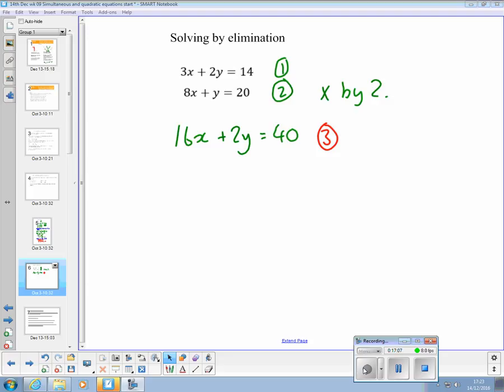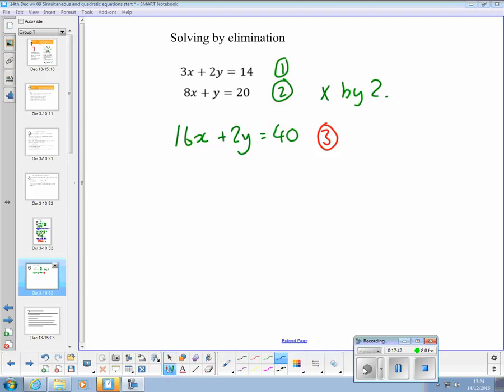But what's the operation to make them cancel out? Subtract 1 from 3. I like that idea. You could subtract 2 from 1, 3 from 1, but that would give you a negative result. So we're going to subtract 1 from 3 because it's got 3x and 16x. It's going to leave us a positive number of x's.